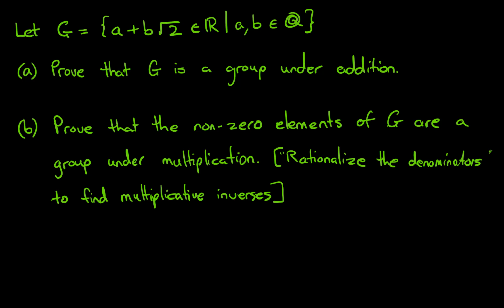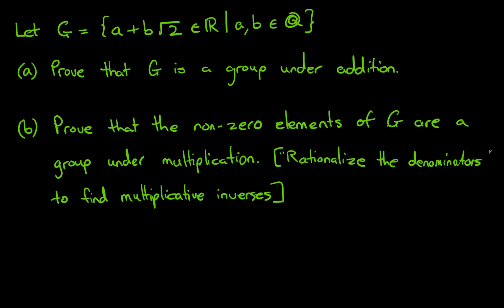Section 1.1, question 9. Let G equal the set of elements of the form a plus b root 2 in the real numbers, where a and b are rational. This is a nice example that you would probably see in algebraic number theory. Prove that G is a group under addition, and prove that the non-zero elements of G are a group under multiplication. And the hint that they give is to rationalize the denominators to find multiplicative inverses.